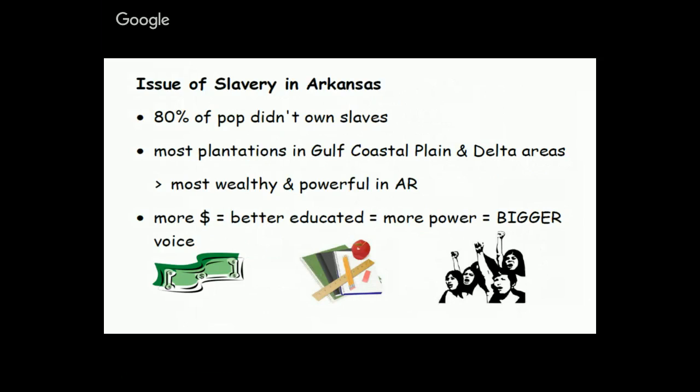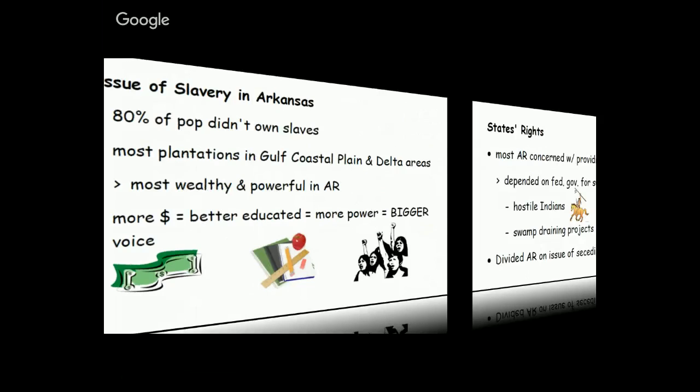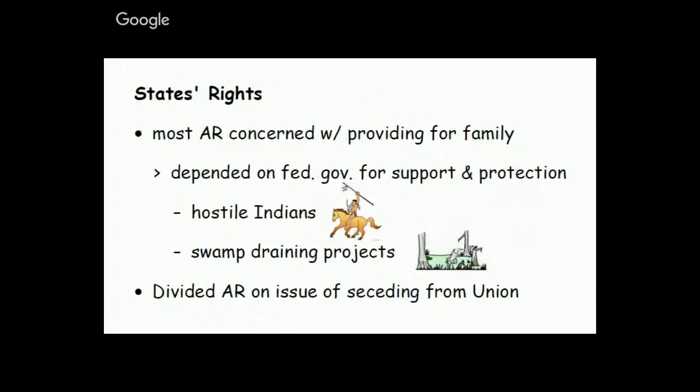So even though the smallest group of people had the most money, they actually had more influence than the 80% of the population who didn't even own any slaves. That's pretty important. The majority of Arkansans were more concerned with providing for their families and keeping their businesses going than they were with the politics surrounding slavery and states' rights. Unlike those who were willing to leave or secede from the Union, many Arkansans actually depended on federal support and protection.